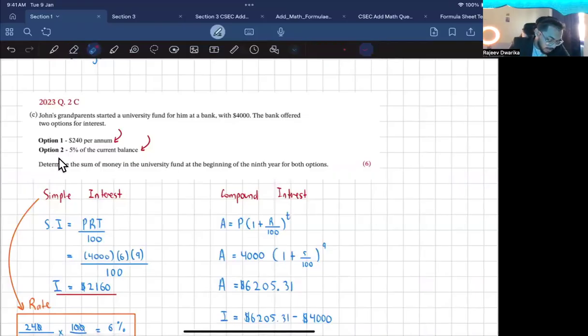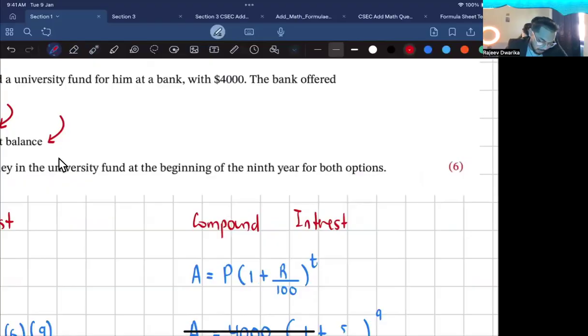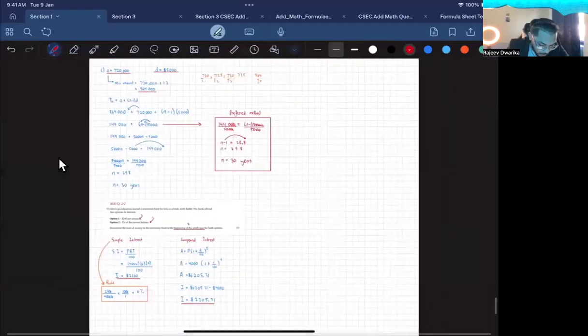They're saying to determine the sum of money in the university fund at the beginning of the ninth year. So if we're talking about the beginning of the ninth year, do you think it gets the interest at the beginning of the ninth year or the end of the ninth year? The end. Yeah, so that was the trick. So we're really supposed to use what for n? 8. This is such a sneaky little trick.